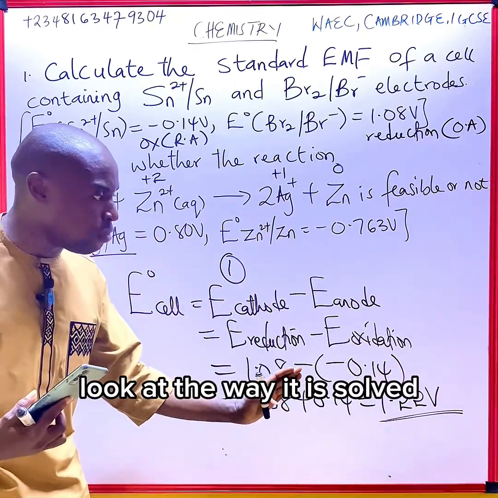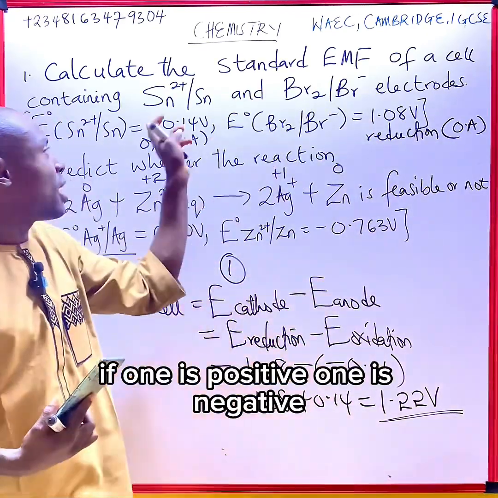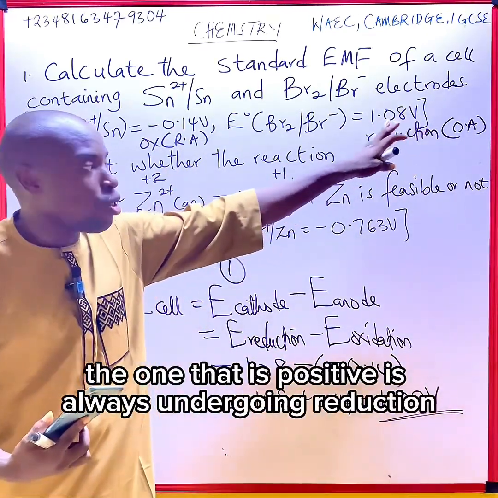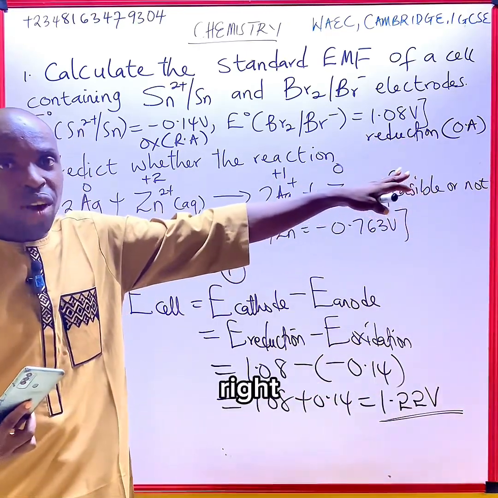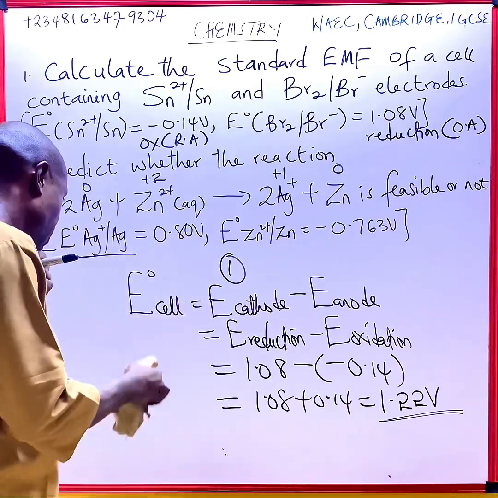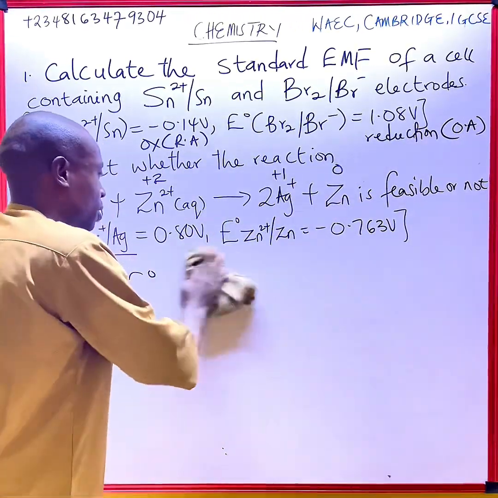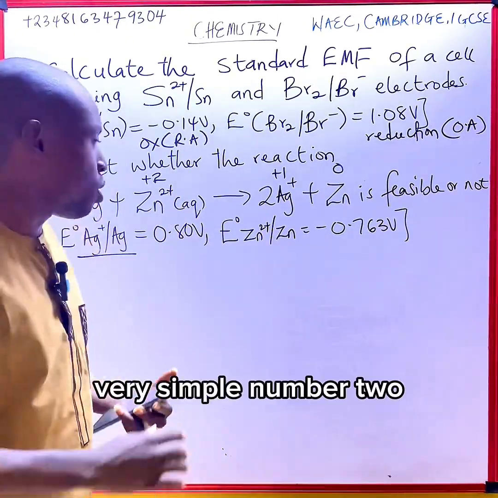Look at the way it is solved. It is actually very easy. If one is positive, one is negative, the one that is positive is always undergoing reduction. So let us move to the next question as we calculate it. Very simple. Number 2.